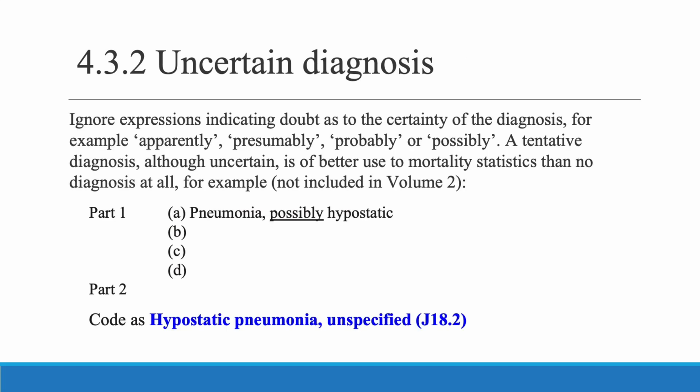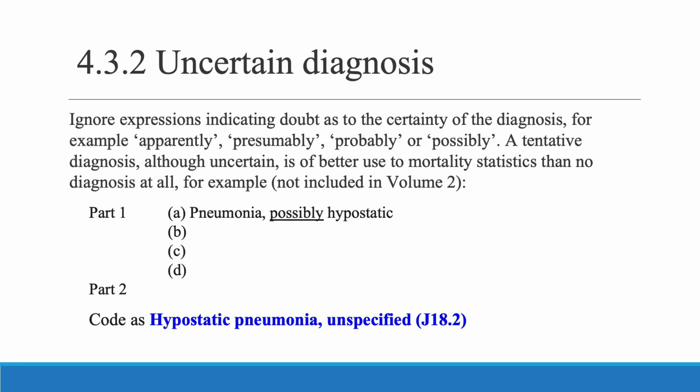Let's look at the first of the multiple cause coding instructions found in Volume 2, Section 4.3. 4.3.2, Uncertain Diagnoses. Reading the instruction on this slide. Ignore expressions indicating doubt as to the certainty of a diagnosis, for example, apparently, presumably, probably, or possibly. A tentative diagnosis, although uncertain, is of better use to mortality statistics than no diagnosis at all.